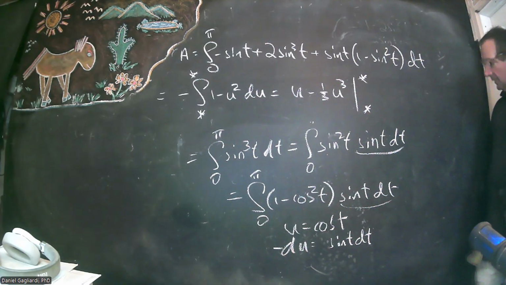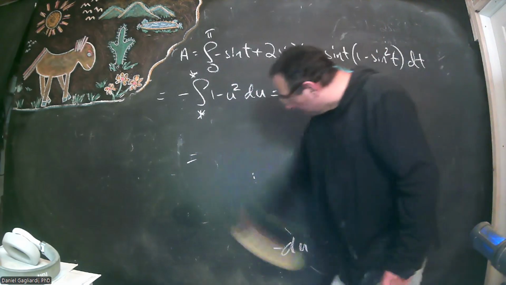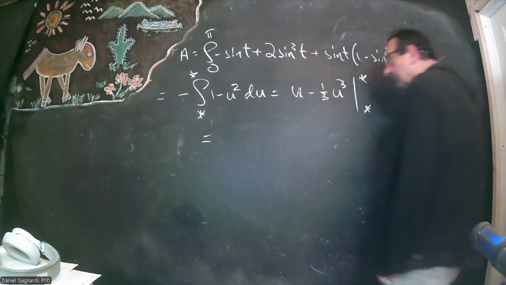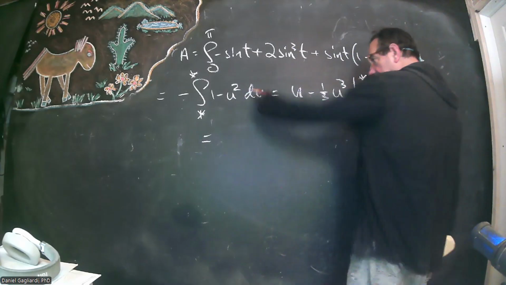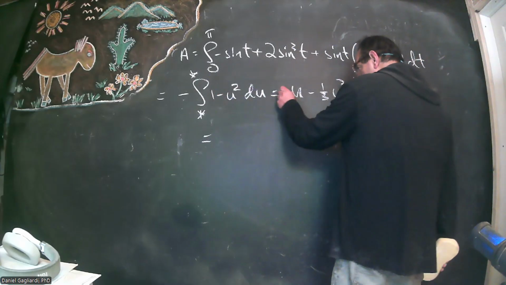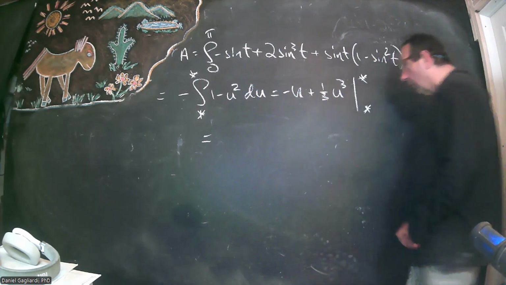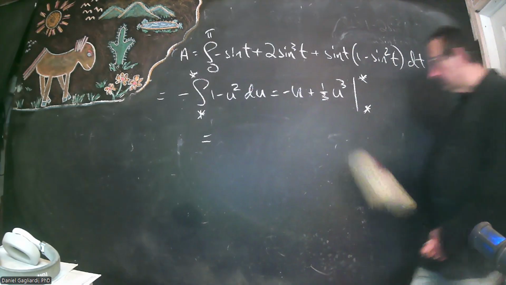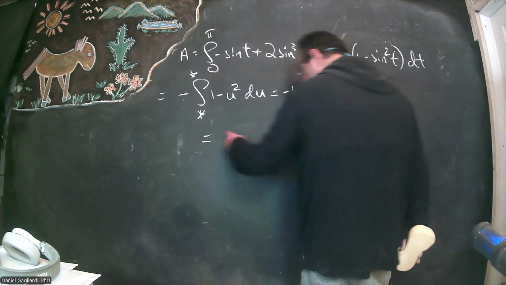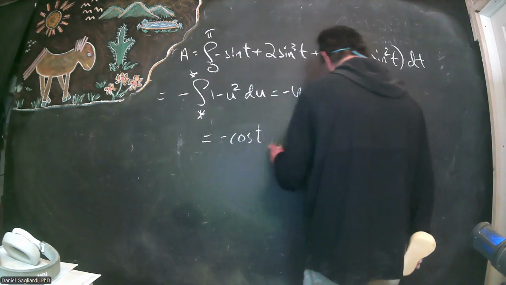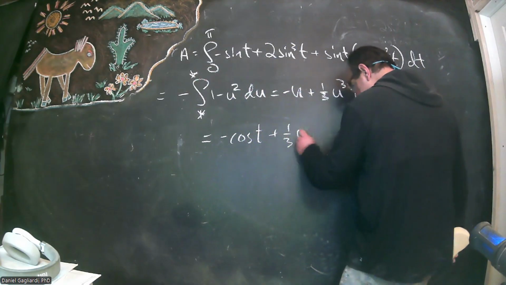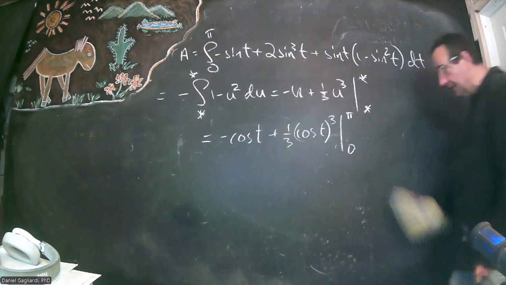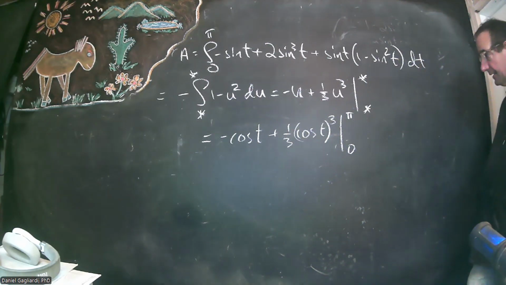Okay, well, with u being equal to cosine, then we have the value of the integral, oh, there's a negative sign out here, isn't there? Yay. So I distribute this negative sign. I have negative u plus 1/3 u cubed. Cool. All right. So now going back to t land, we have negative cosine of t plus 1/3 cosine of t cubed between 0 and pi. You see, I can put those numbers back in because we're back in t land.